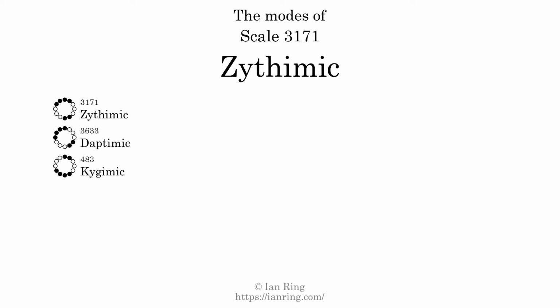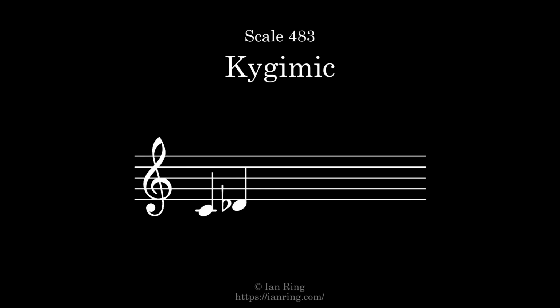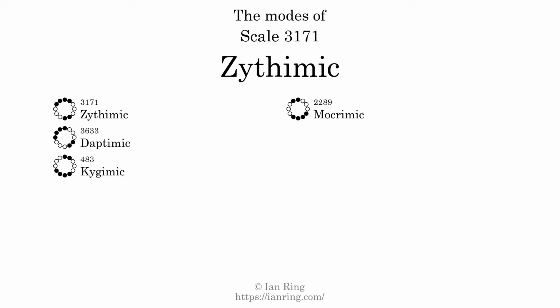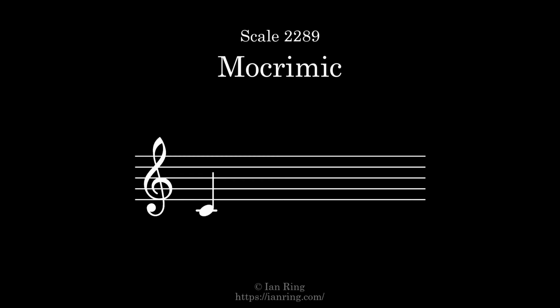The third mode is scale 483, also known as kaijimic. It sounds like this. The fourth mode is scale 2289, also known as macrimic. It sounds like this.